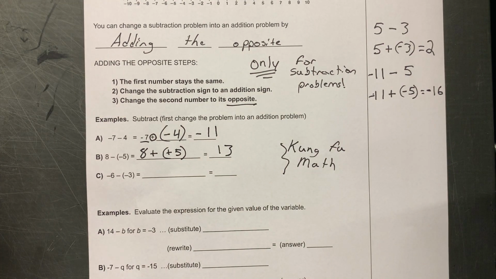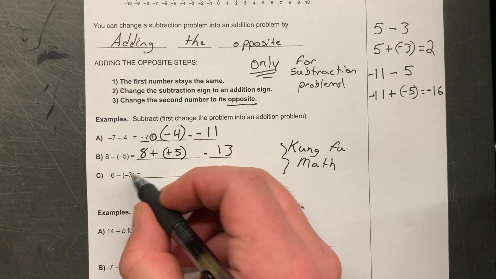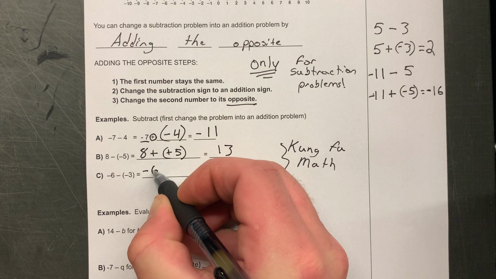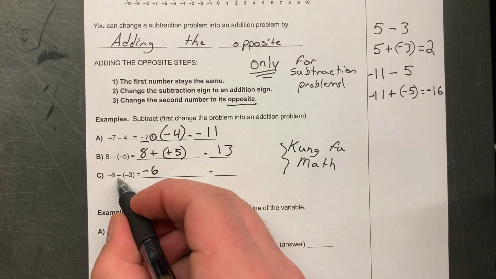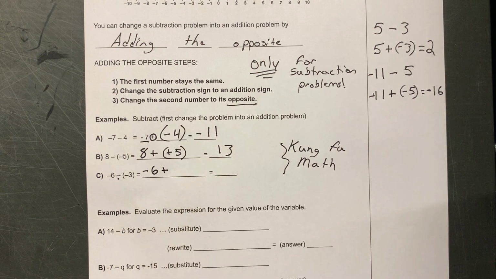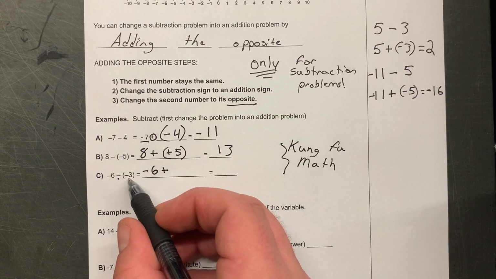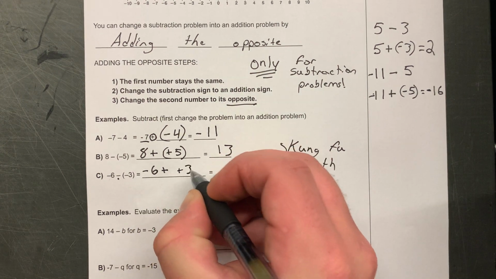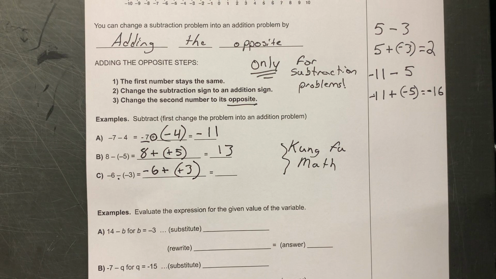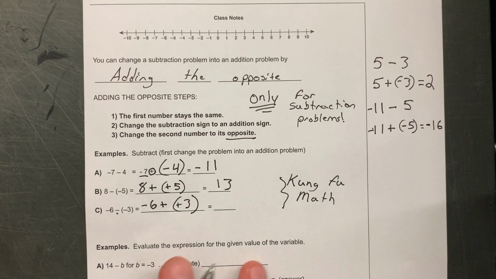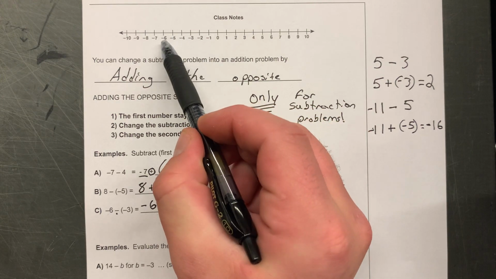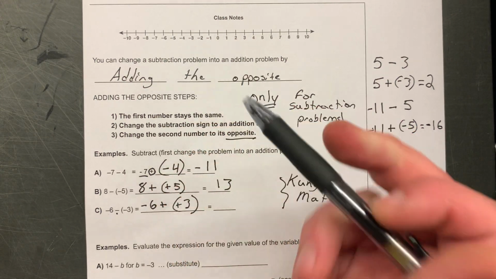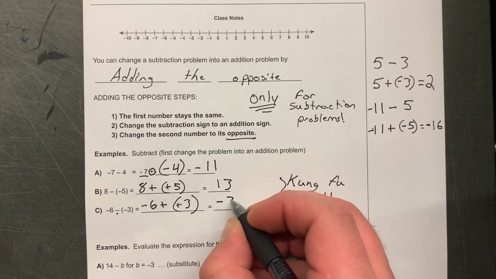Now this also works if your first number is still a negative. It's still all going to be the same process. Kung Fu math. I'll explain why it's called Kung Fu math in a second. I keep the first number the same. I change my subtraction symbol to an addition sign. I flip my -3 to be its opposite. The opposite of -3 is +3. -6 plus 3. If you want to look at the number line, you are going from -6 up 1, 2, and 3. I am now at -3.